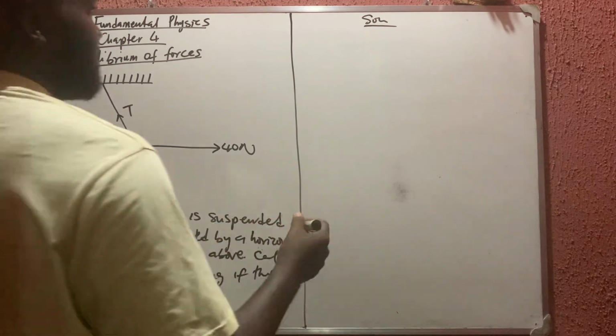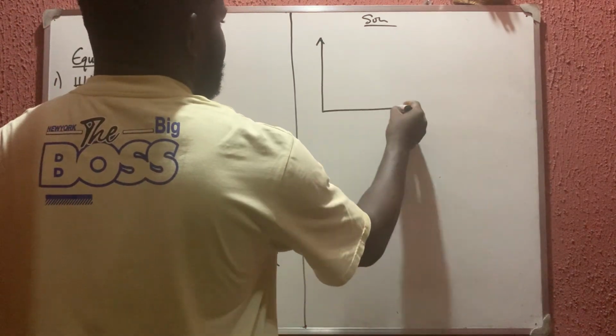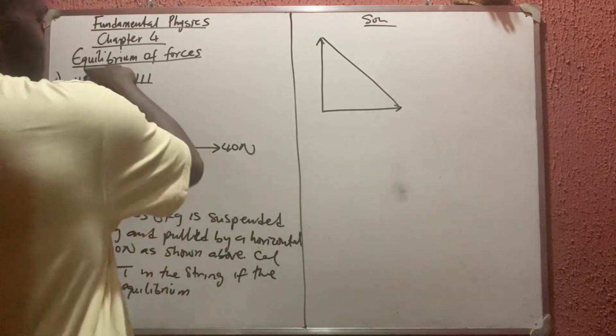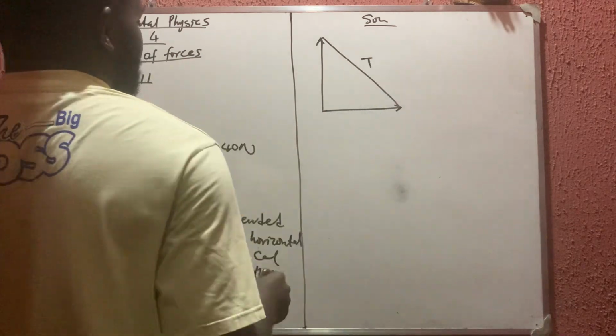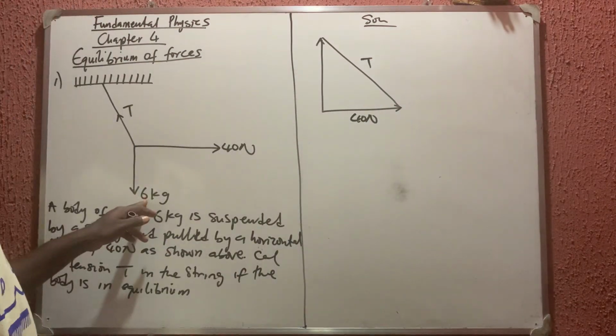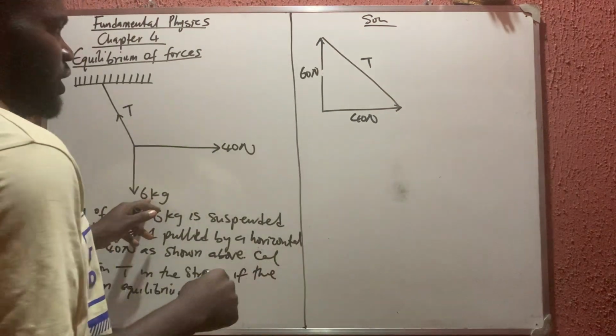Now to do this is very simple. They gave us the three sides of a triangle. If you look at that, this one is like this, this one is like this, then the other one goes this way, which is the slant one. The slant one is tension T, and this one is 40 newton. The one standing like this is 6 kg, and 6 times 10 will give you 60 newton, because kg is mass.